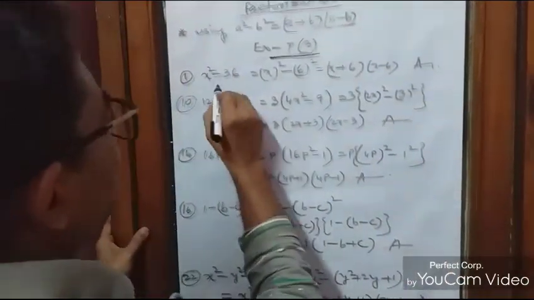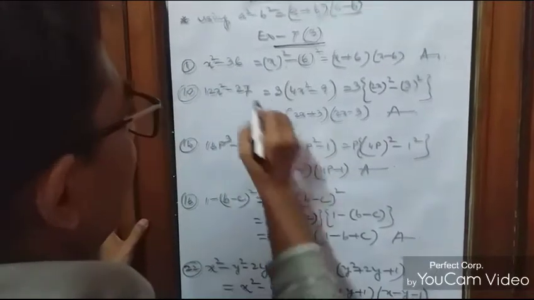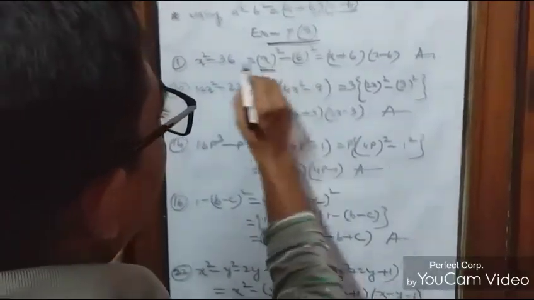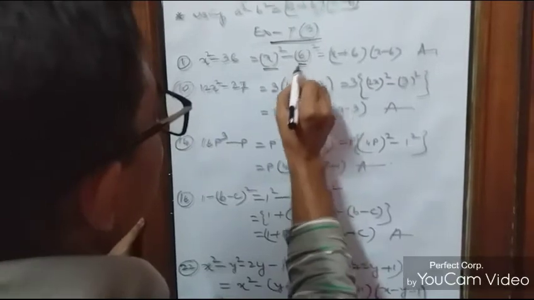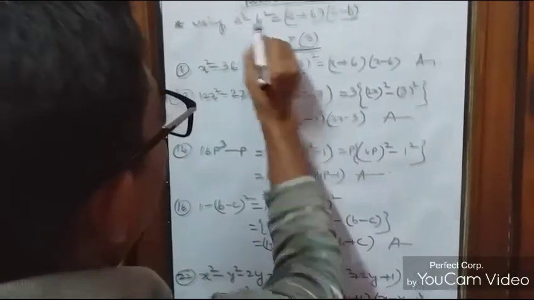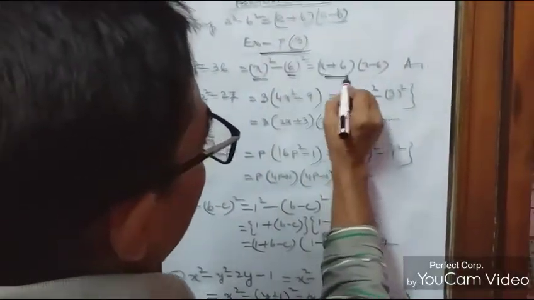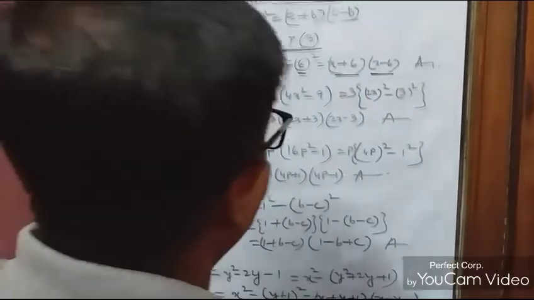Number 1 is given: x square minus 36. This can be written as x square minus 6 square. That is in the form of a square minus b square. So it comes x plus 6 into x minus 6.